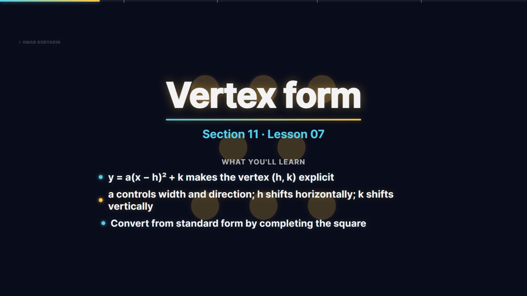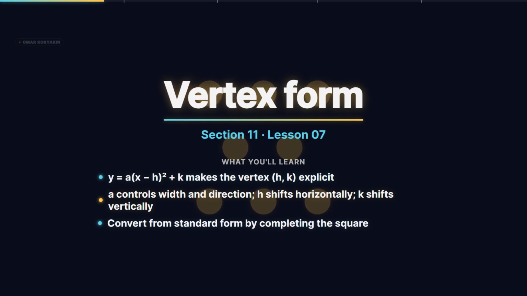Converting from standard form to vertex form uses completing the square. The procedure is the same as solving by completing the square, but stops one step earlier. Instead of taking a square root, we leave the result in factored, binomial, squared form.